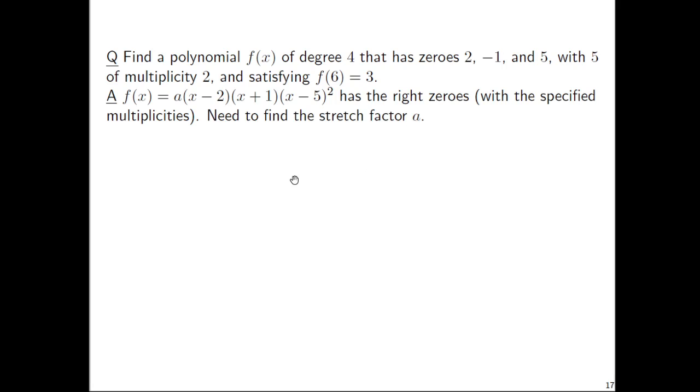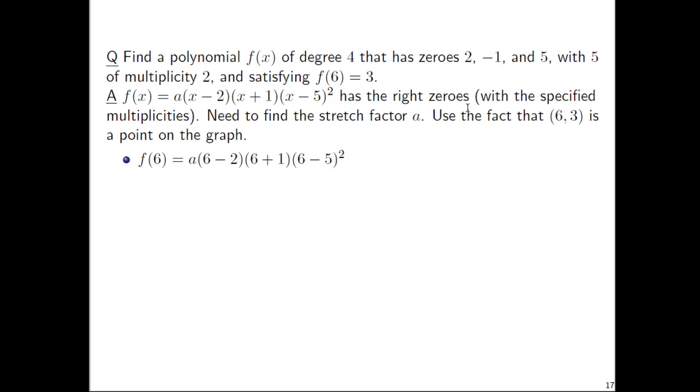Now we need to find the stretch factor. That's where this information of f of 6 equals 3 is going to be helpful, right? We have that 6 comma 3 is a point on the graph. So if we plug in 6 for every x, we have f of 6 is equal to a times 6 minus 2 times 6 plus 1 times 6 minus 5 quantity squared. We also should take into account that f of 6 is equal to 3, so we can replace this f of 6 on the left side with a 3. And we'll have 3 equals, and simplify the right side to be a times 4 times 7 times 1 squared. In other words, if you divide both sides by 28, 3 over 28 is equal to a.